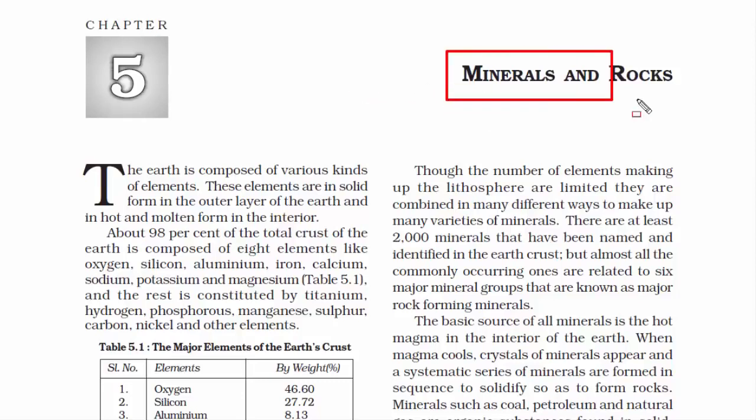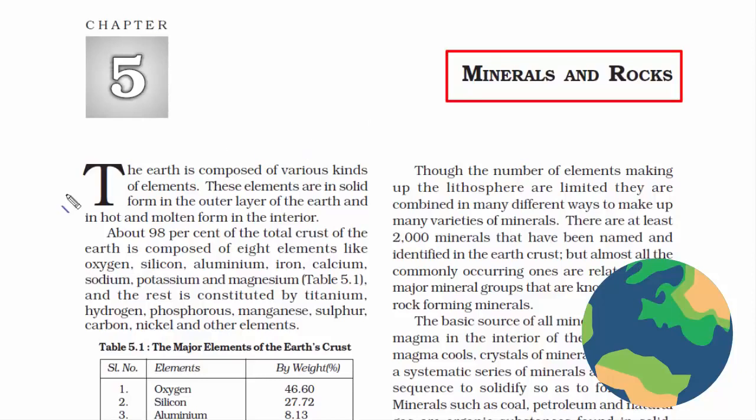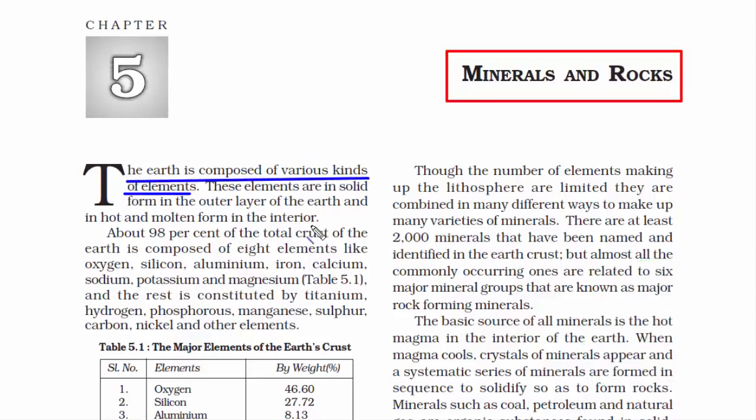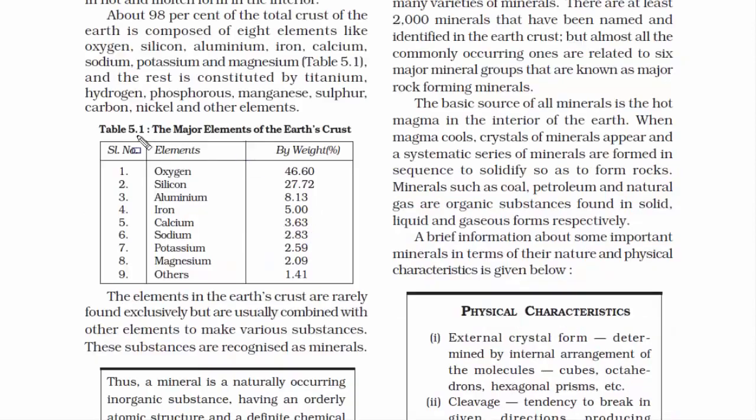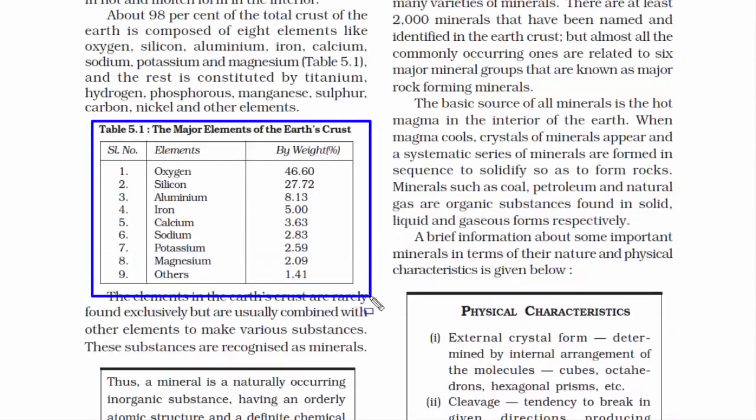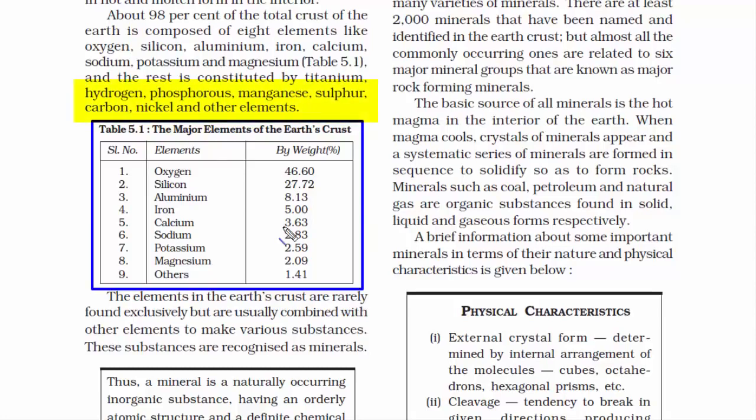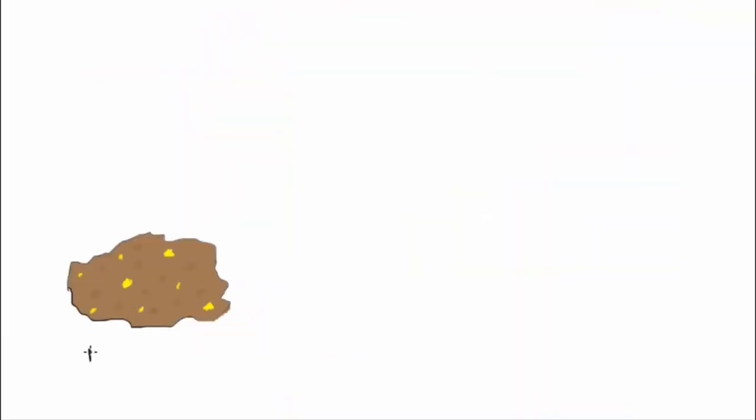In this video, we're going to read about minerals and rocks. Minerals and rocks of which planet? It's about Earth. The Earth is composed of various kinds of elements. If you look at the figure, you can see top elements and their percentages. Apart from these elements, there are other elements as well, like hydrogen, phosphorus, manganese, sulfur, carbon, nickel, but they are found in less percentage. Now, what is the difference between minerals and rocks?